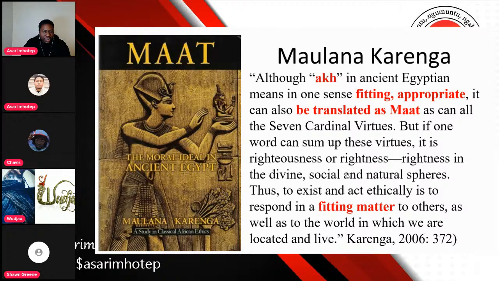Rightness in the divine, social, and natural spheres. Thus, to exist and act ethically is to respond in a fitting manner to others as well as to the world in which we are located. So he's saying here that you can translate the word ak, as Ma'at, as one, is fitting and appropriate, but it has to deal with this notion of righteousness or rightness, right?